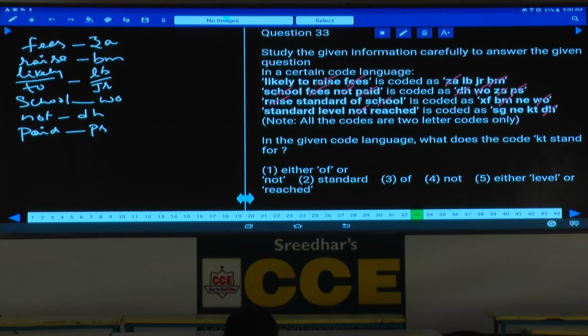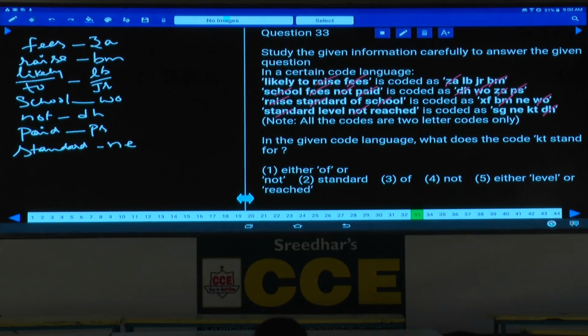And standard of. Standard is the word which is common between these two. What is the code common between these two? NE. Standard is NE. Then what is left over here? Of is the word left over, and the code for it is XF.